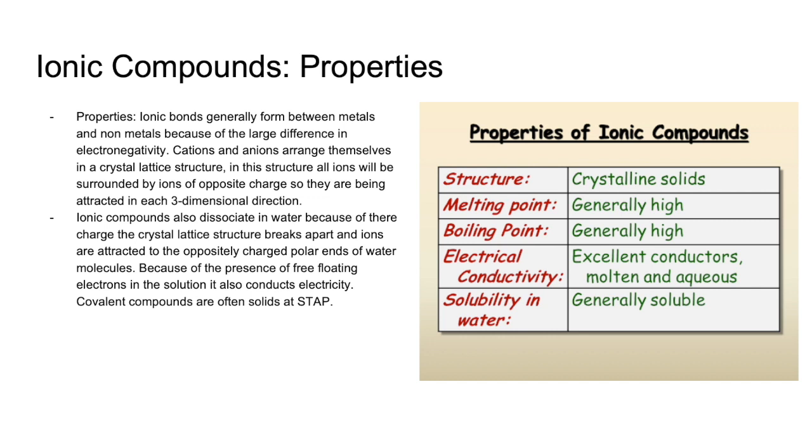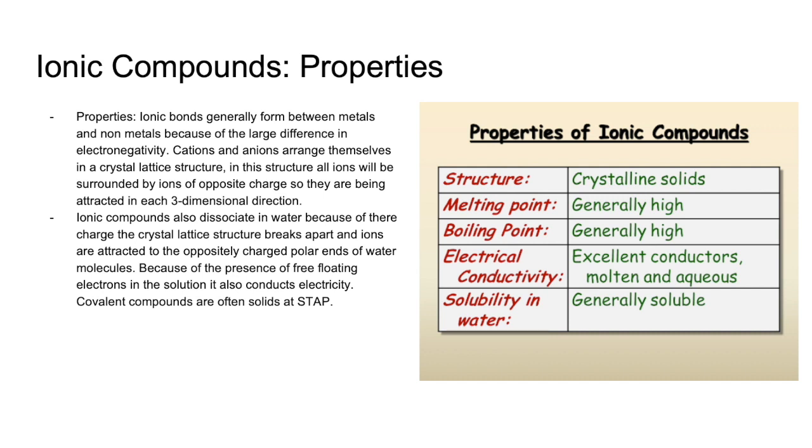For example, table salt, which has the chemical formula NaCl, has a melting point of over 800 degrees Celsius and a boiling point of almost 1500 degrees Celsius. These compounds are also very brittle because any force will make opposite charges come closer together, which will then repel, breaking apart the structure.